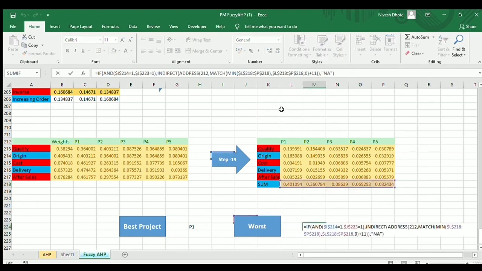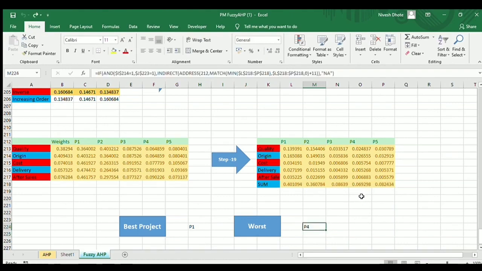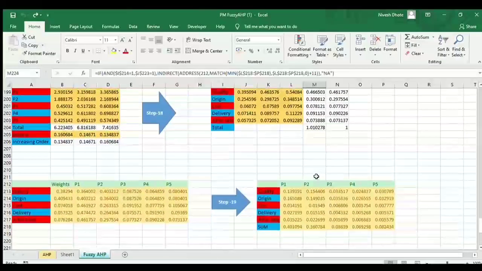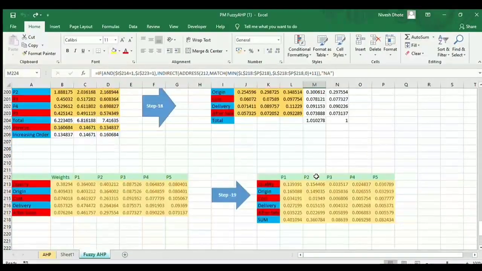Again we have used the same formula. First we find the minimum value, then we use the address function to find the address of that value, and then using indirect we figure out the P2 value from this. So this is all from my side. Hope it will help you find which project is important with respect to AHP and with respect to fuzzy AHP.